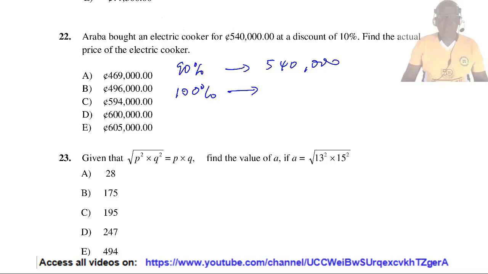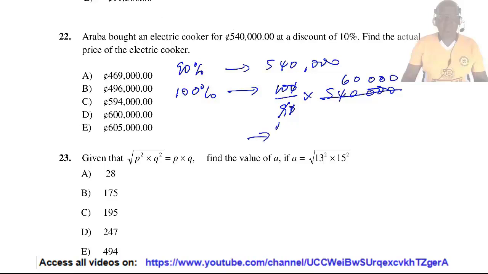If more, less divides. So 100% divided by 90 times 540,000. 0 will cancel 0. 9 goes here 1. 9 goes here 6, 0, 0, 0, 0. And this will work up to 600,000. So the answer is D.